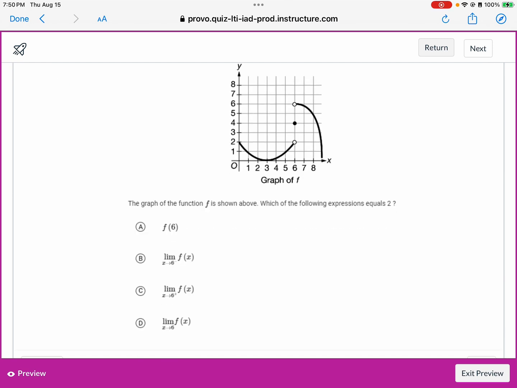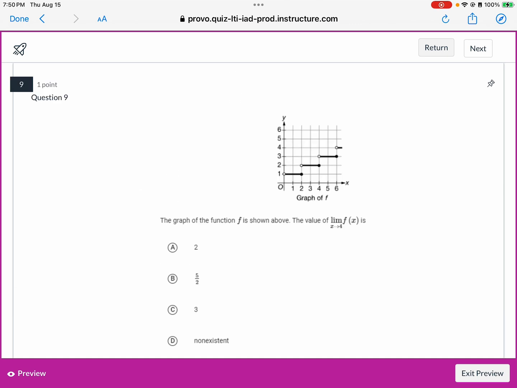Okay, question 8. The graph of the function f is shown above. Which of the following expressions equals 2? I'll let you guys try that one. Next, the graph of the function f is shown above. The value of the limit as x approaches 4 of f of x is... Sorry, let me go back and read this. The graph of the function f is shown above. The value of the limit as x approaches 4 of f of x is... so yeah, you're just evaluating the limit. I think you guys got that one too.